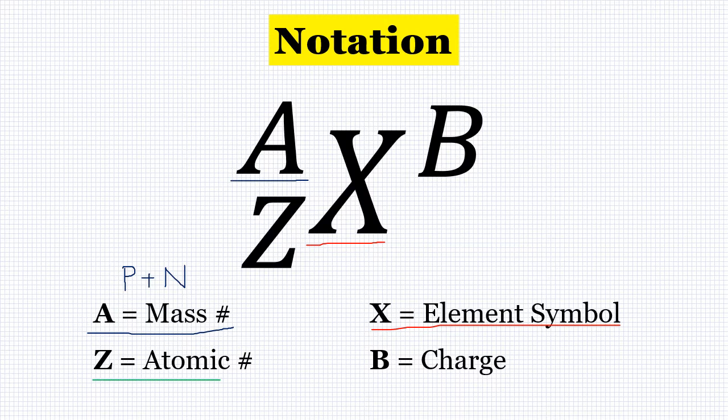All right, the atomic number is Z. Z is just equal to the number of protons. And finally, B. B is the charge. So the charge is a little tricky because the charge is the overall charge. So that's where we're going to take the number of protons and we're going to compare it to the number of electrons and figure out which is greater, the positive charge or the negative charge. And we'll do an example with this in a minute.